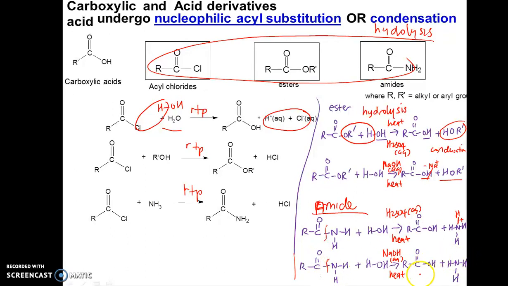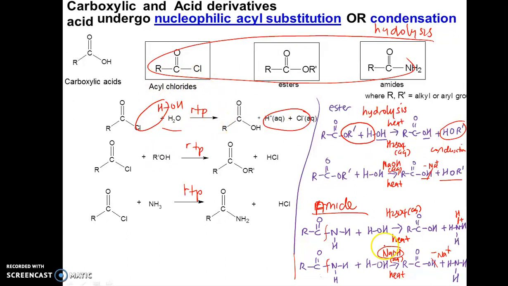So I again get ammonia and carboxylic acid. But decide, because in alkaline medium, the product that will react with the OH minus is the acidic carboxylic acid. So I'm going to get these products here. Okay? So all the acid derivatives undergo hydrolysis, but acyl chloride reacts straight away at RTP with just water alone.